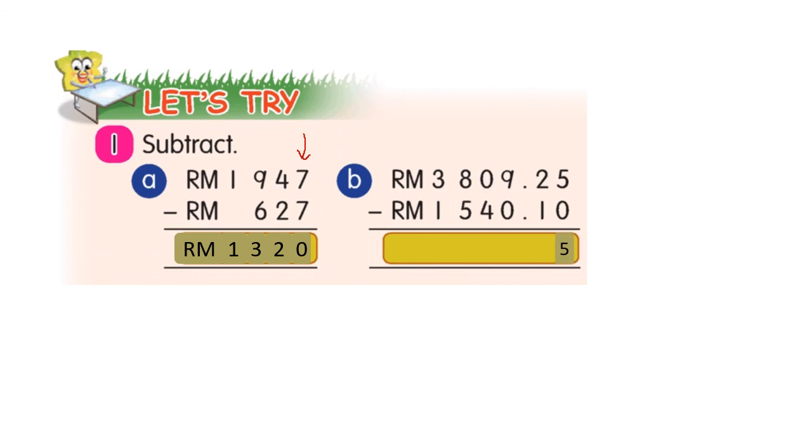Again, 5 minus 0, 5. 2 minus 1, 1. Don't forget the decimal. 9 minus 0, 9. 0 minus 4, 0 is smaller than 4, so you have to borrow. 0 now becomes 10. So 10 minus 4, 6. 7 minus 5, 2. 3 minus 1, 2. And then don't forget RM.